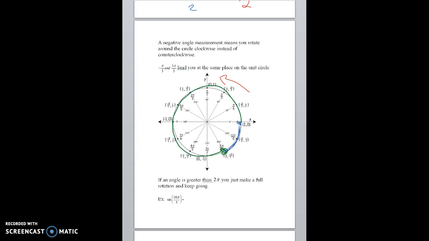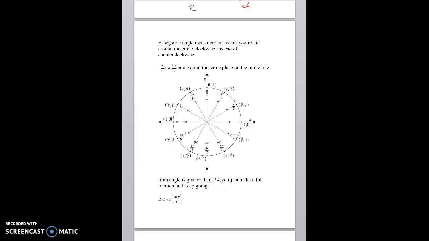The last part, if an angle is greater than 2 pi, you just make a full rotation around the circle and then keep going. So I'm going to erase what we had here. For example, sine of 10 pi over 3. 10 pi over 3 is greater than 2 pi. 10 divided by 3 is more than 3, so it's bigger than 2 pi. So that's going to be 1 lap and then some extra.